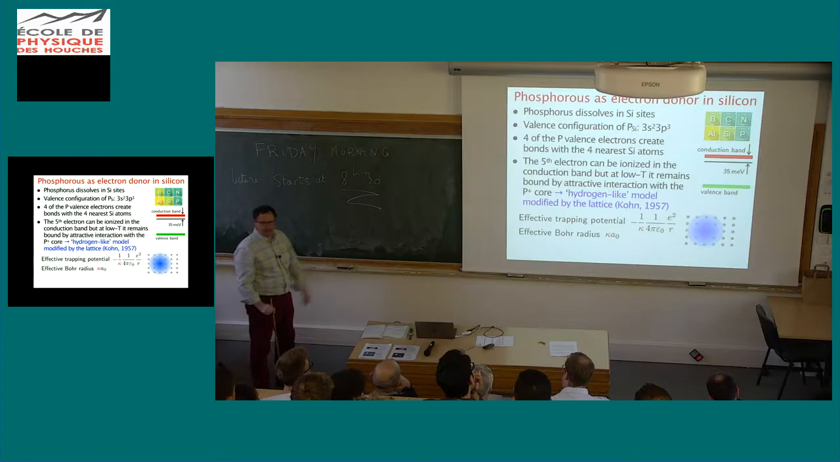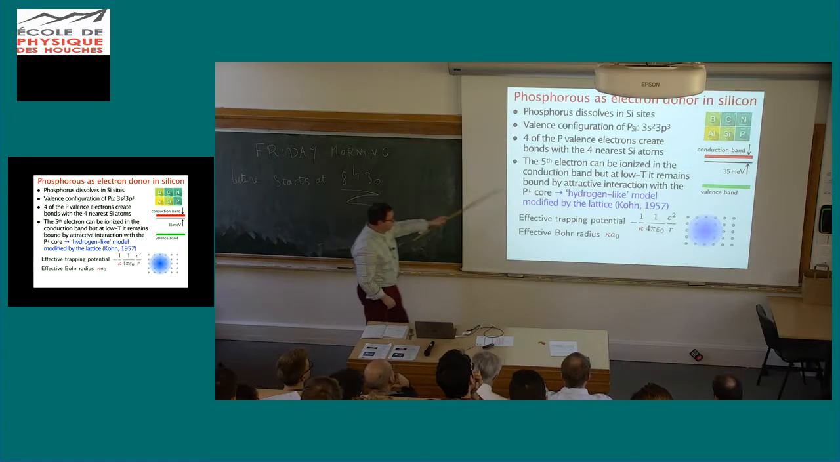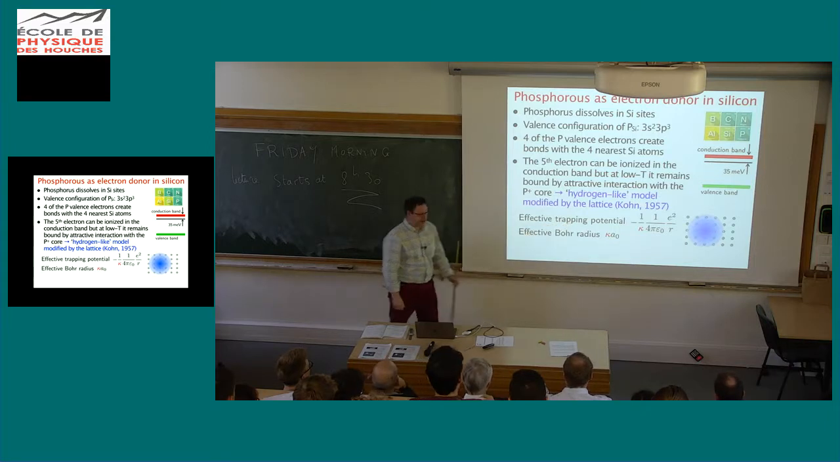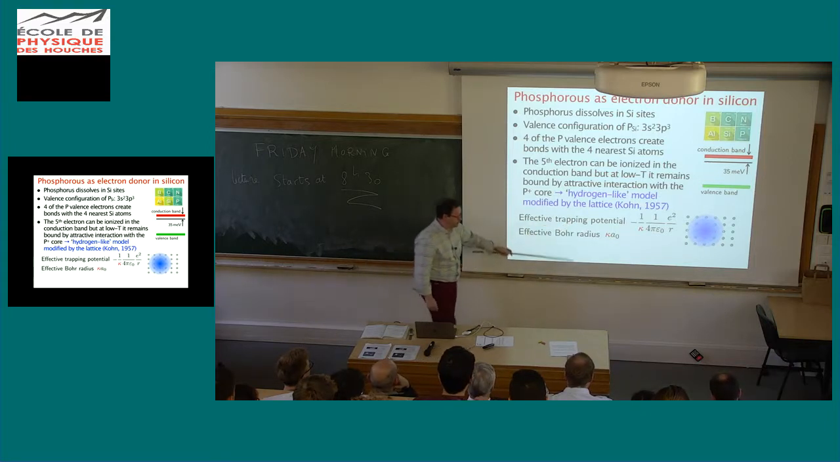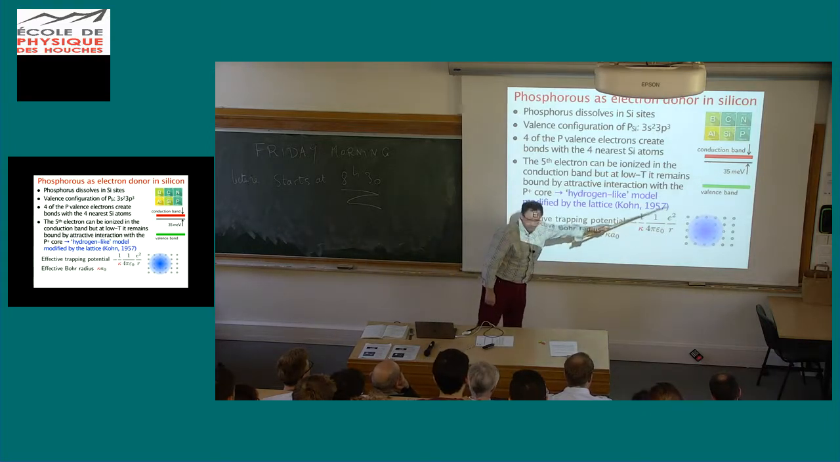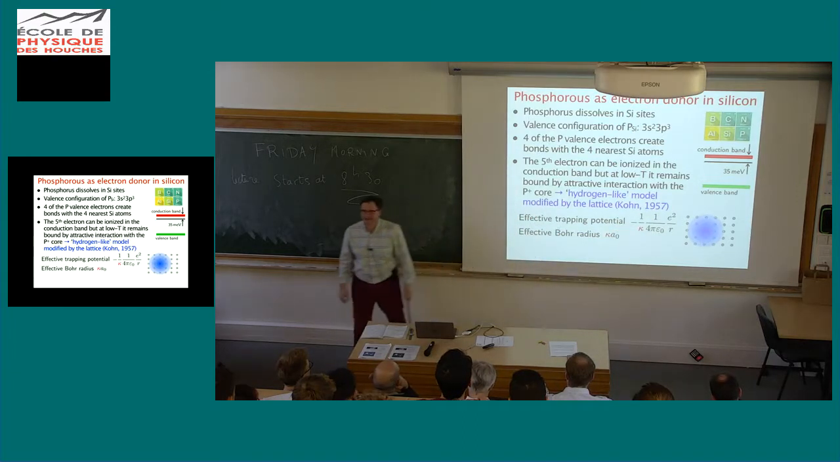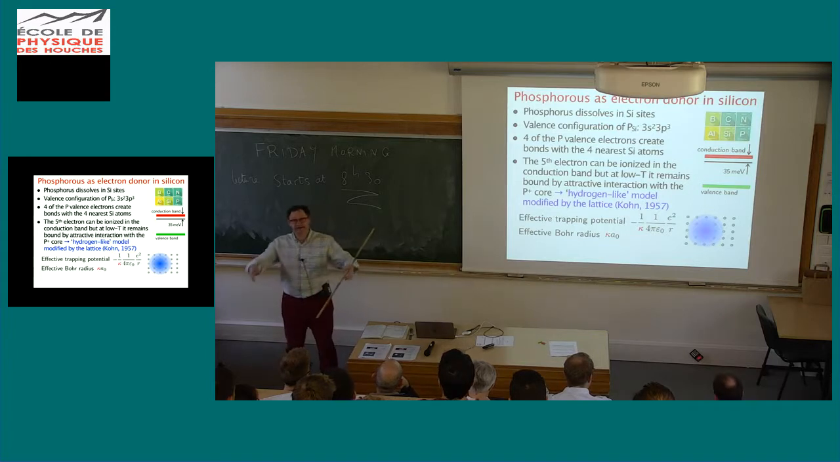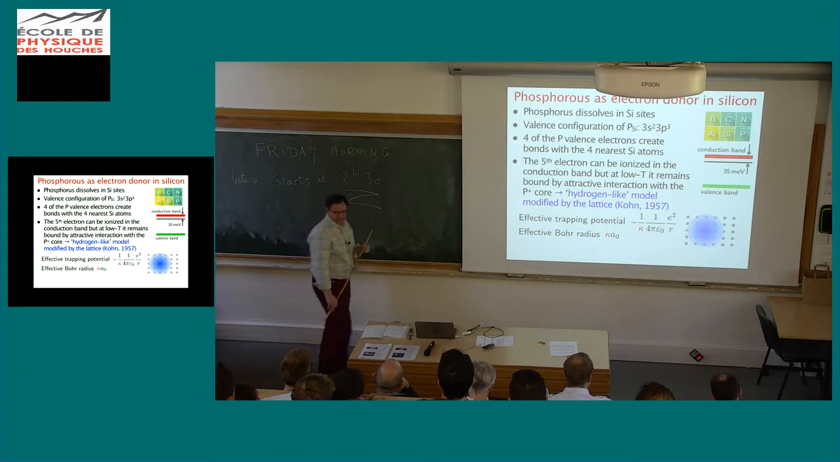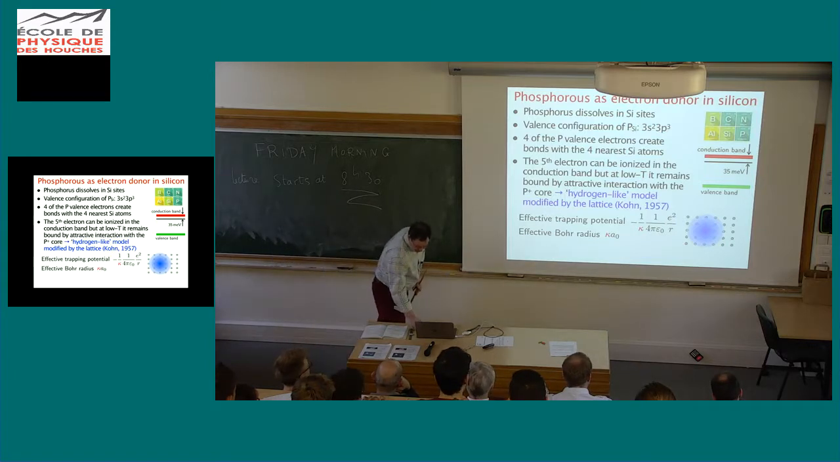And so we can describe this electron as trapped in the lattice with an effective trapping potential. This is like the potential for the hydrogen atom, and we simply take into account the screening factor due to the fact that the electron will be delocalized over many sites of the crystal. And so we have an effective Bohr radius for this hydrogen-like structure.